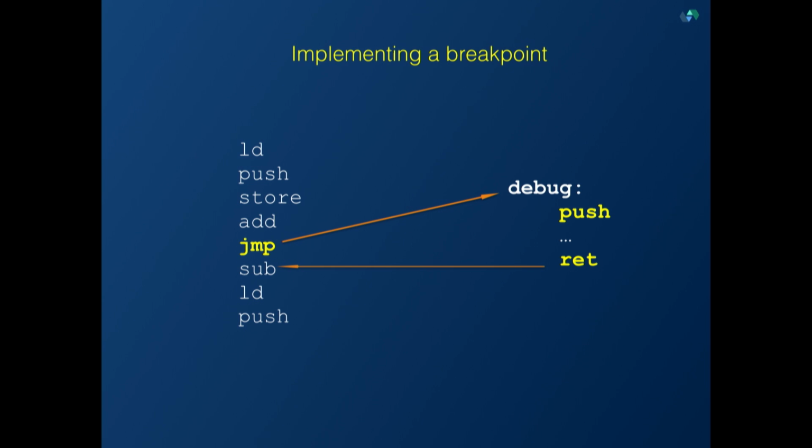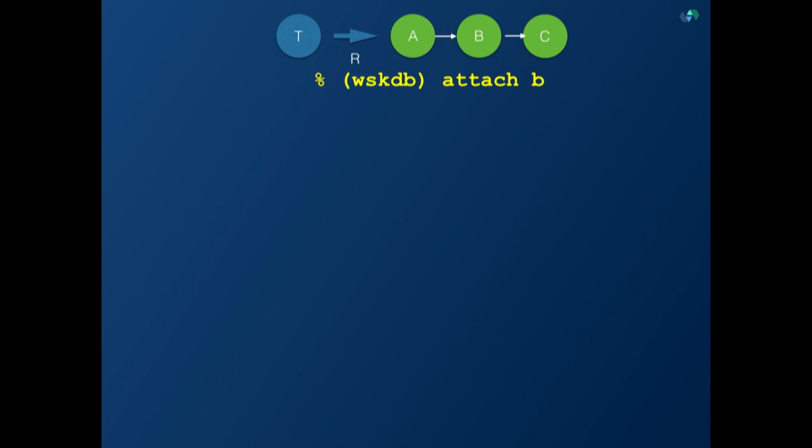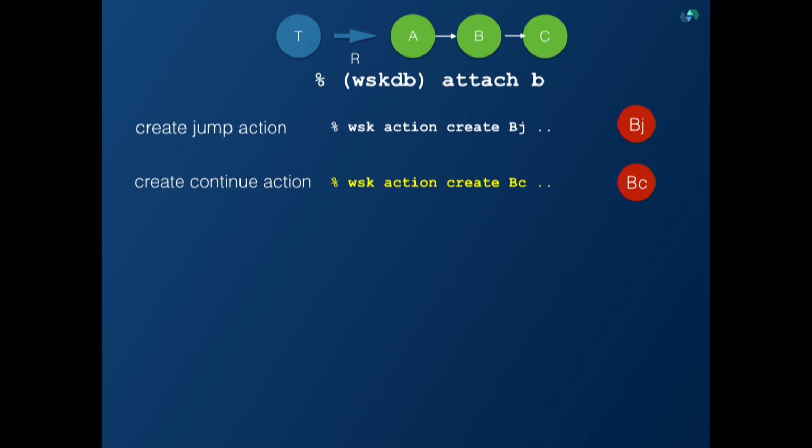What does this mean in a serverless environment? So let's go back to the example. What we're going to do is, when I say I want to attach to an action B in a sequence, I'm going to create an action which effectively does the jump. So this will be an action which says when I hit B, instead of executing B, jump somewhere. I'll do a continue action, which is basically the return statement. When I'm done executing B, return back to whatever I was going to do.